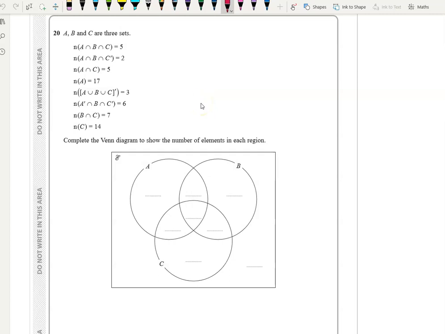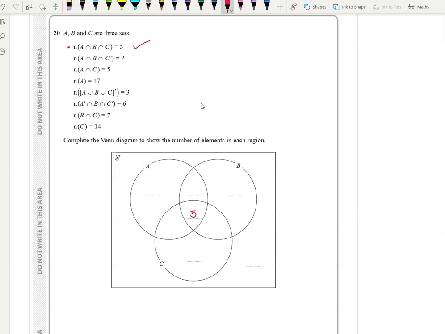Question number 20. A, B, C are three sets and all this information is given. The question is to complete the Venn diagram to show the number of elements in each region. First, the number of elements in A intersection B intersection C is 5, which means the element which is common for all three sets is 5. So the zone which is common for all three is this common part. Here the number of elements is 5.